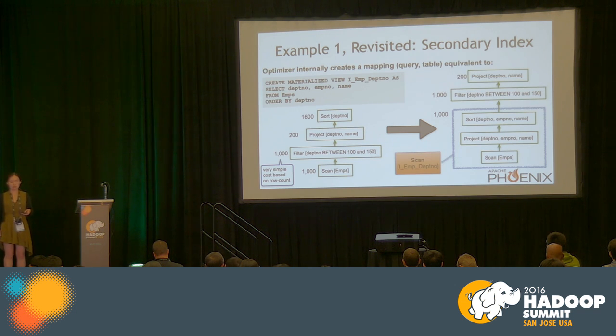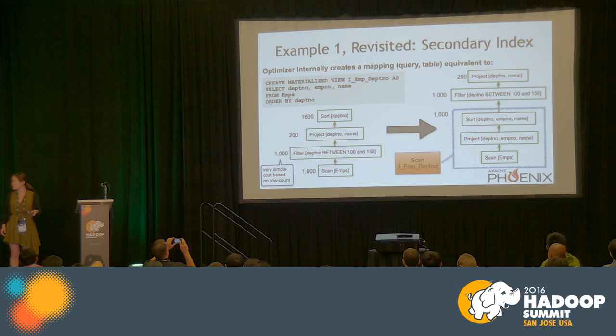So right now we have this secondary index table, which is indexed by the department number. In terms of the semantics of secondary index in Phoenix, it's just a table that is ordered on a different dimension, right? And so it can be described as select department number, employee number, and name from the employee table ordered by department number.